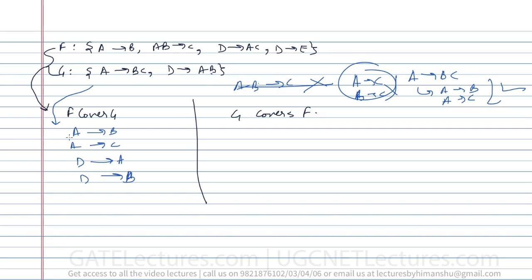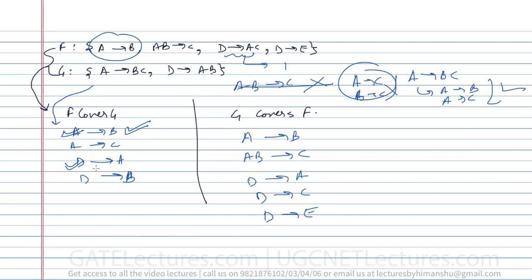Okay, so here A can derive B is already present in F. Directly it is present, so it is covered. And here we have D derives AC, so D derives A is directly present there. Let me expand this one also: A derives B, AB derives C, D derives A, D derives C, and D derives E. So you can clearly see this thing is directly present, this thing is directly present. But we do not have A derives C here, and we don't have D derives B. This is for the F, and this is for G, right?